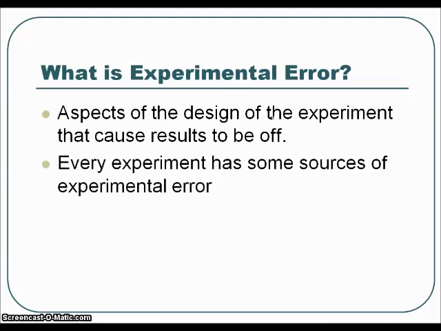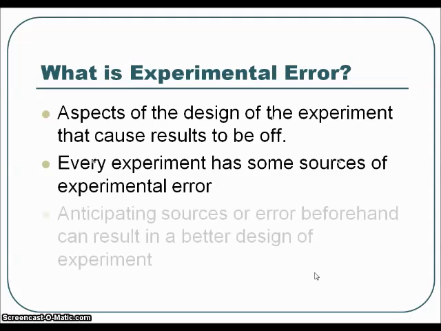Now, when we ask you to list your sources of experimental error, we're not dooming your experiment to failure, because every experiment has sources of experimental error. Whether it's an experiment that you're doing as a high school chemistry student, or whether it's an experiment that a NASA scientist is doing, all experiments have some sort of experimental error. The difference between a good experiment and a bad experiment is that a good experiment has very little experimental error, whereas a bad experiment has a lot of experimental error.